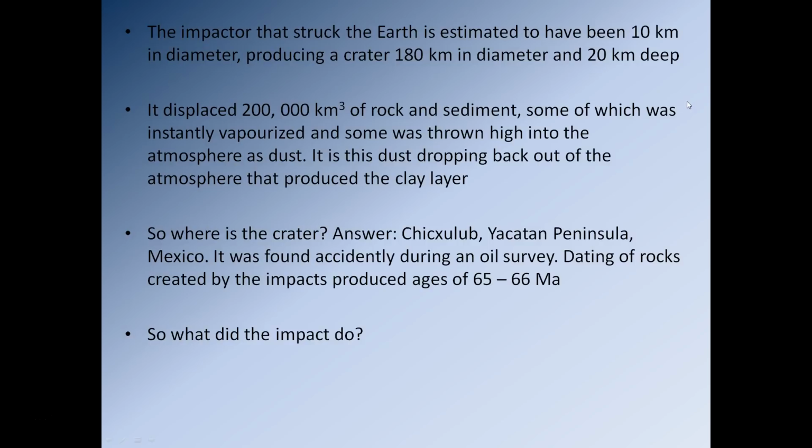So, once we have that evidence and once it begins to make sense, all of a sudden the idea that the Cretaceous Tertiary mass extinction was caused by an asteroid begins to become relatively straightforward.